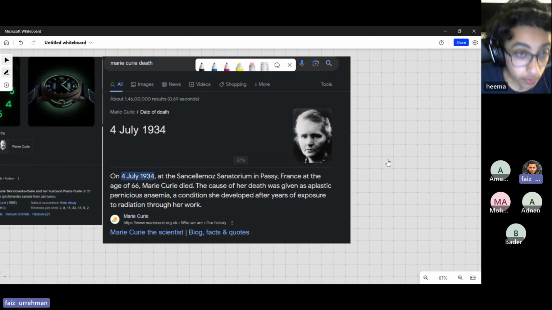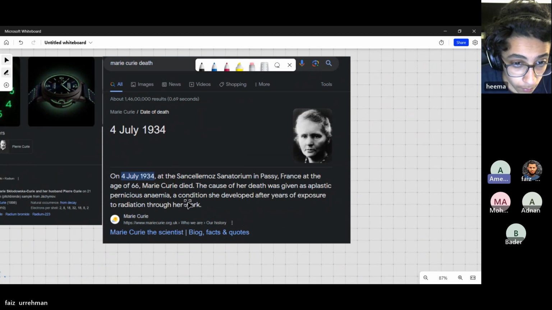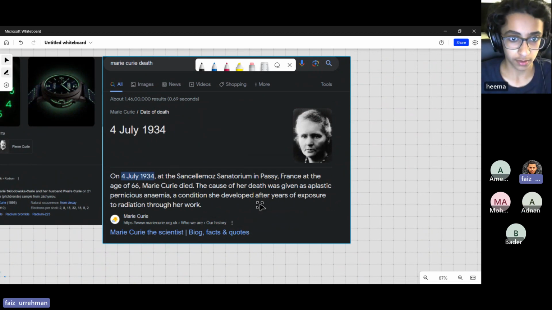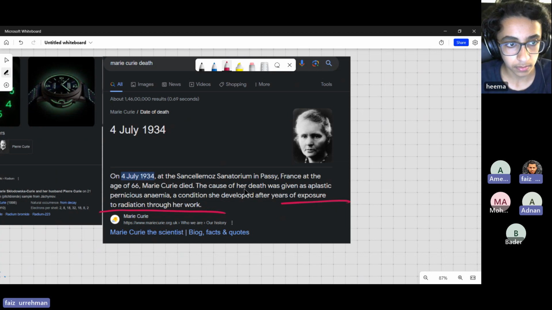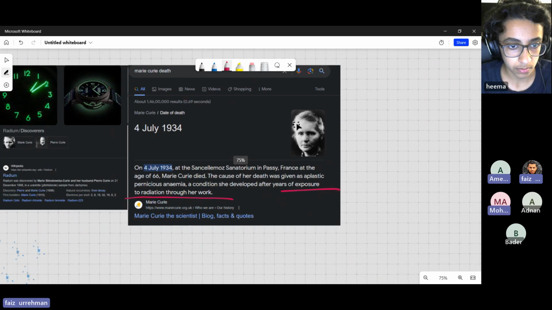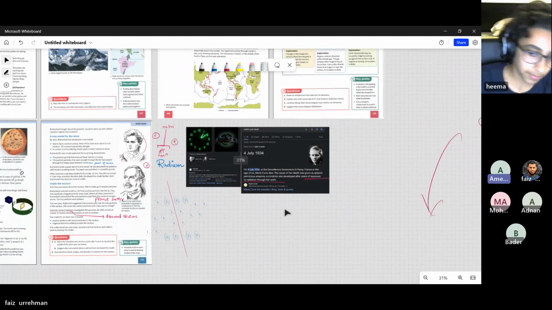Look at the reason for her death. What was the reason? Several years of exposure to radiation through her work. She died because of radiation. It was so dangerous, and she used to keep radium under her pillow. Okay, anyways. People put their teeth under the pillow, she put radium.